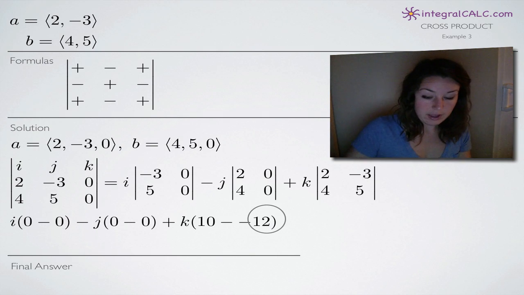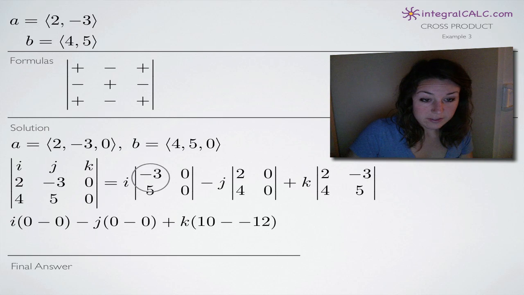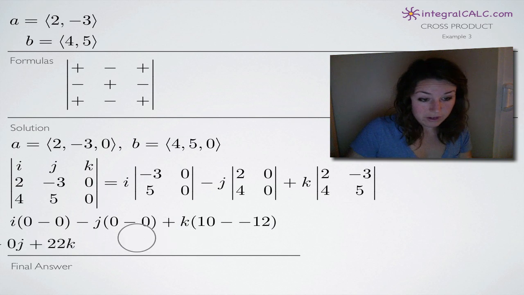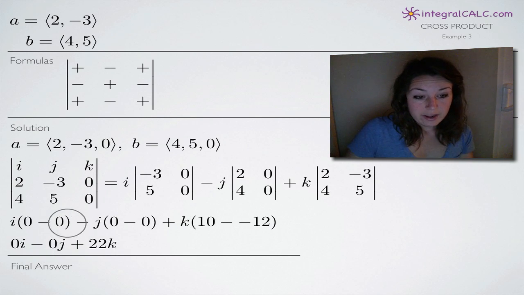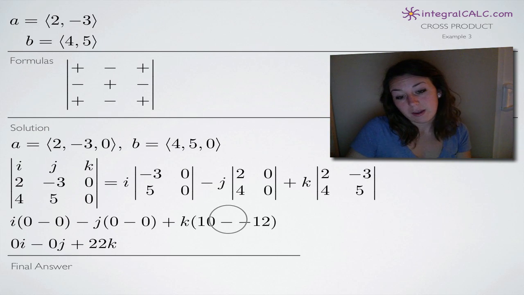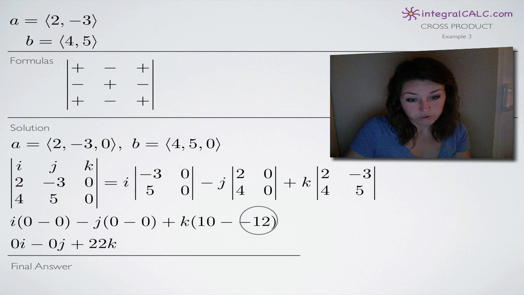So we build that, keeping the signs: the positive on the i, the negative on the j, and the positive on the k. Then it's just a matter of simplifying. The way we simplify, I go ahead and simplify what's in the parentheses here and then make it the coefficient on i, j, and k. So we end up with 0i minus 0j plus 22k, because 10 minus a negative 12 gives us a positive 22.